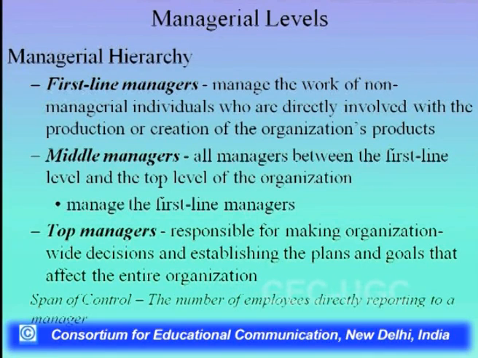This is to further explain how managerial hierarchy happens. The first line managers will manage the work of the non-managerial individuals who are directly involved with the production or creation of the organizational products. Just a while back we talked about how organizations can come out with products which are tangible, which you can actually use or consume, like a toothpaste or a food item. Or they could come out with services which may not be tangible, but you will receive those services and pay the company for them.